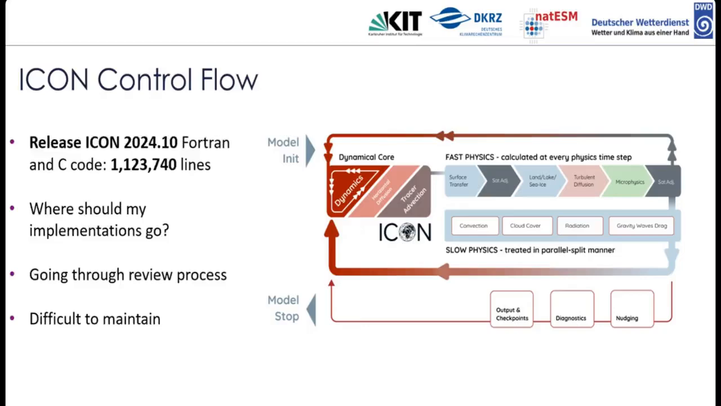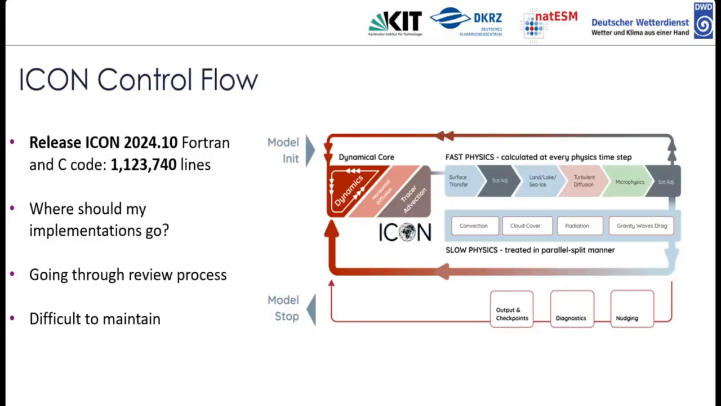The ICON source code, as in the release for October 2024, has over 1 million executable lines of Fortran and C code. So it's a huge source code. And when someone from outside the ICON partnership comes and wants to implement a feature in this huge source code, the main question arises: where should my implementation go?